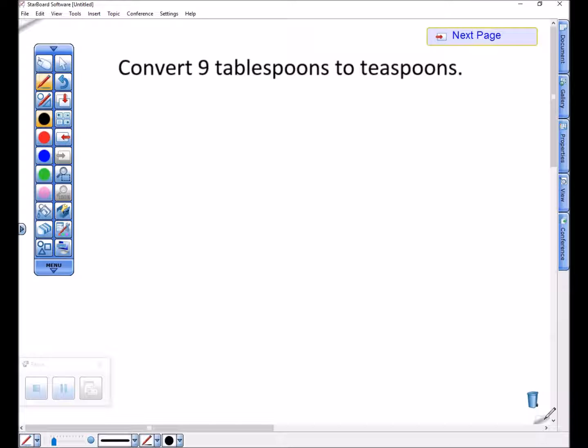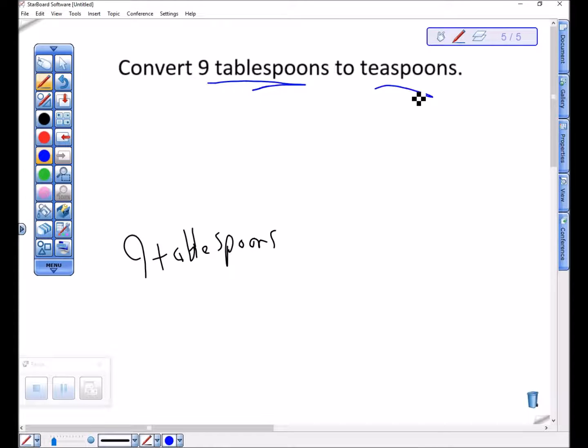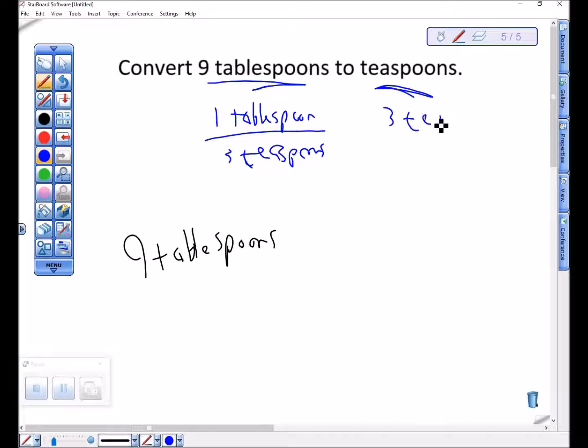Let's do one more with smaller numbers so I don't have to work so hard. I want to convert 9 tablespoons to teaspoons. Okay, start with 9 tablespoons. And I need to remember how tablespoons and teaspoons are related. So 1 tablespoon is 3 teaspoons. And 3 teaspoons make up 1 tablespoon.